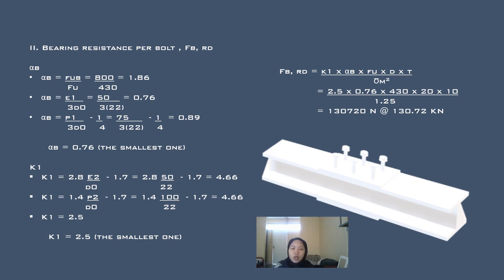Alright, the formula of FbRd is k1 times alpha b times fu times d over gamma M2. We got the answer, which is 130.72 kN.